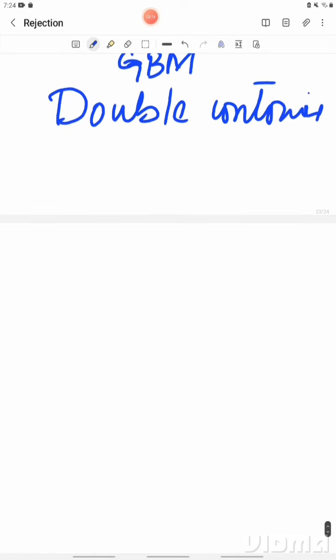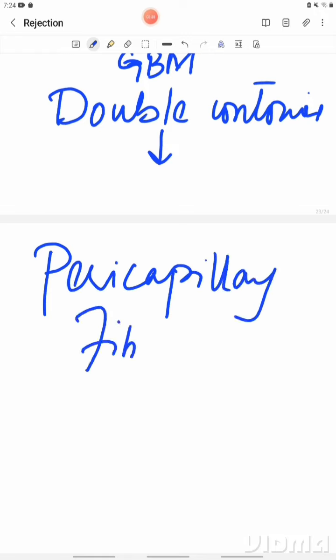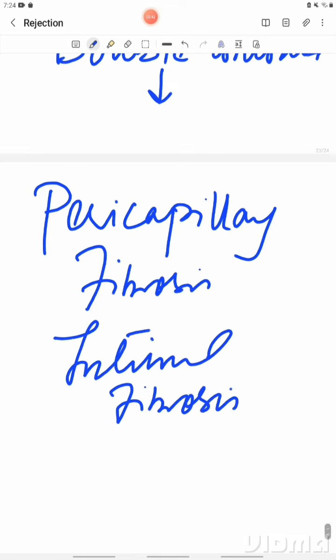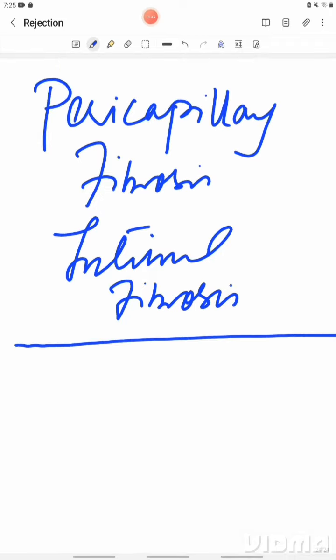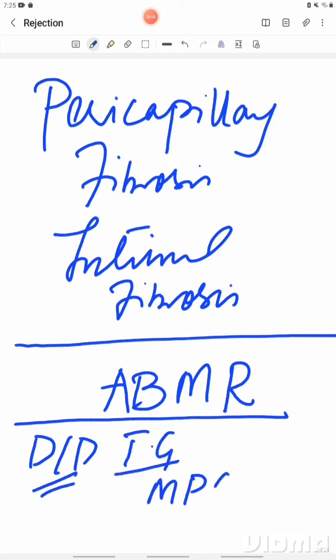But this double contouring is not specific for transplant glomerulopathy. There are some other differentials; we'll come to that later. But besides that there is peritubular capillary fibrosis or intimal fibrosis, right? So this was all about antibody-mediated rejection. Coming towards the differentials of transplant glomerulopathy, it can be present in MPGN, in IgA, in some other autoimmune conditions, and even in diabetic nephropathy as well. So these are the rare differentials.